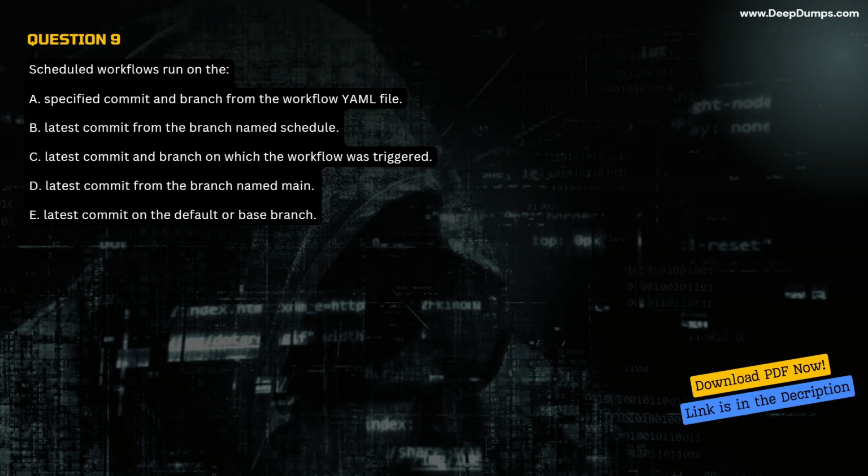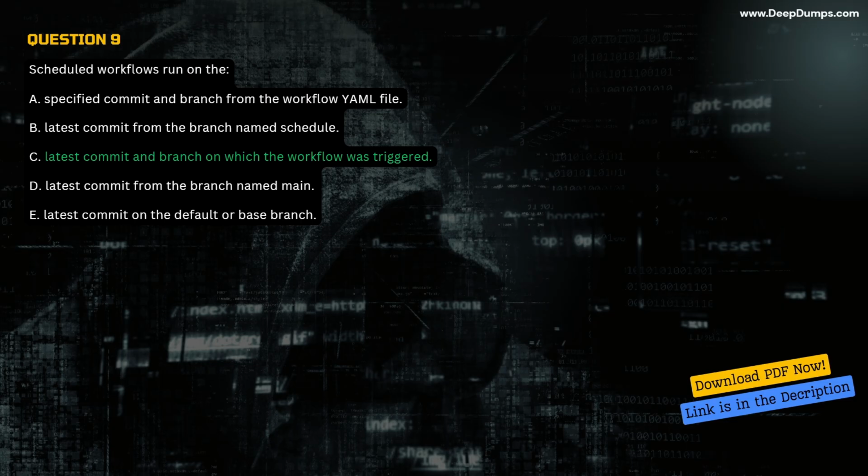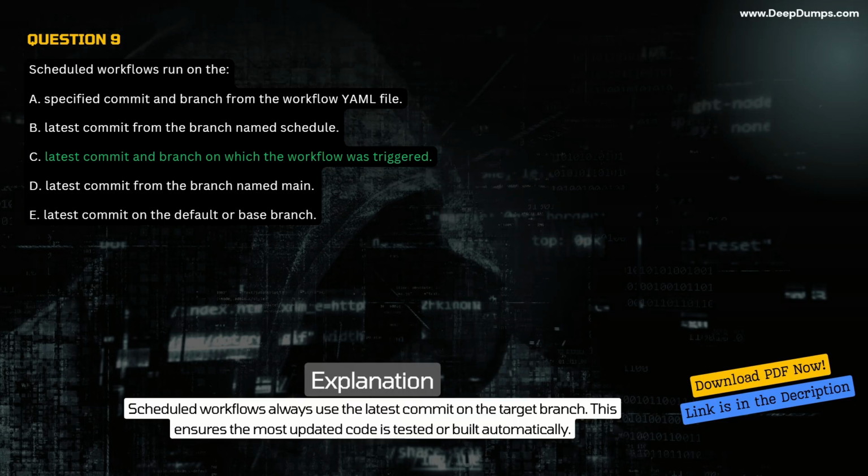Correct answer, C. Latest commit and branch on which the workflow was triggered. Explanation. Scheduled workflows always use the latest commit on the target branch. This ensures the most updated code is tested or built automatically.